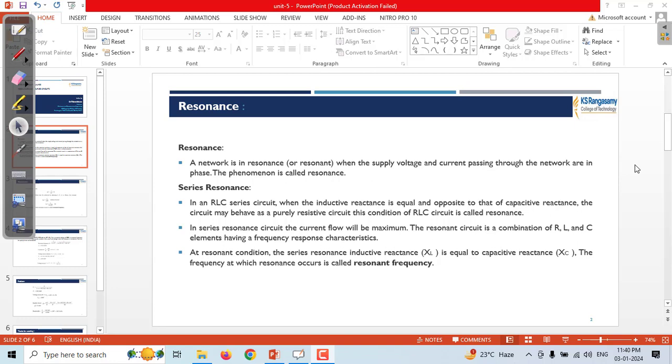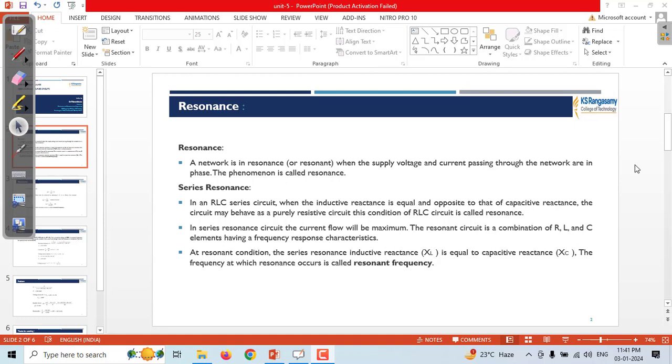For a resistive element, the voltage and the current are in phase. So that particular frequency is called the resonant frequency, and the condition where the supply voltage and the current passing through the network are in phase is called resonance. The network is in resonance when the supply voltage and current are in phase.